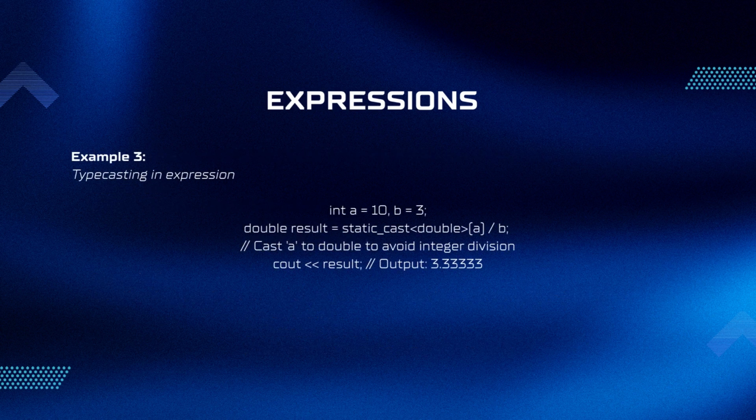Example 3. Typecasting in expression. Typecasting in C++ is often used when you need to convert a variable from one type to another explicitly, or when implicit type conversion doesn't meet the requirements of your program. Look at the example here to understand it better.